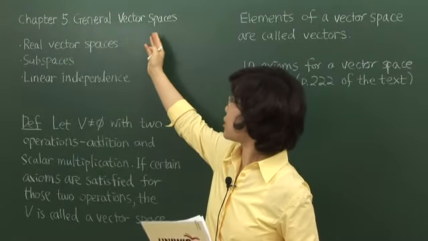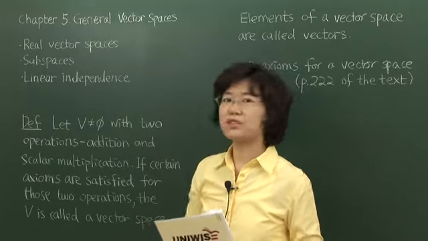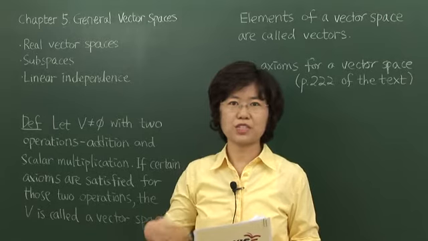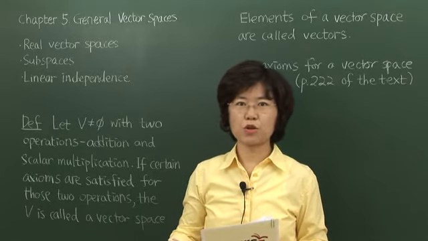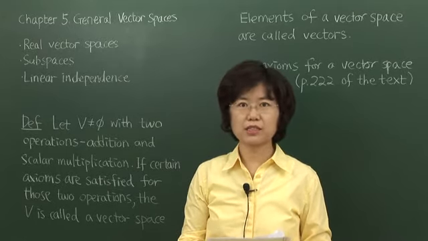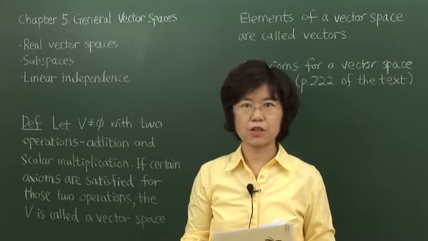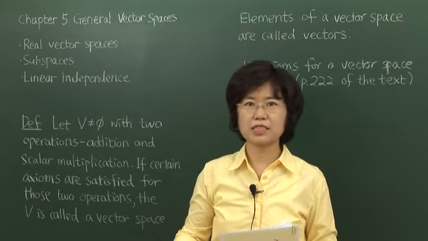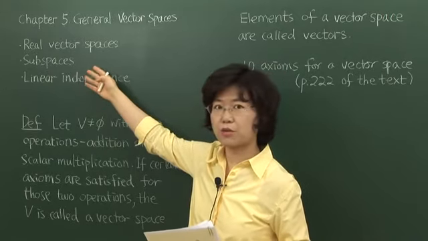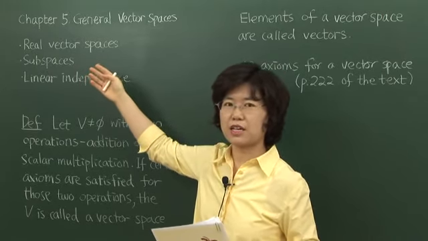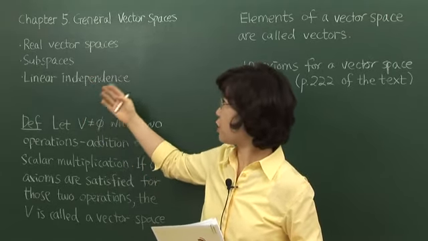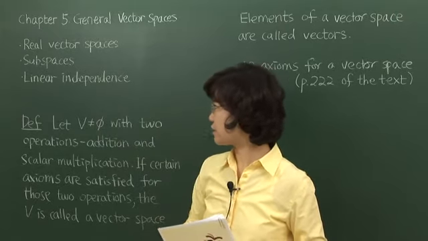In this chapter, General Vector Spaces, we will define real vector spaces in its most general setting. In chapter 4, we defined Euclidean n spaces by adding more coordinate axes on 2 or 3 spaces. Here, we extract the most important properties of those Euclidean n spaces and turn them into axioms. And we will also define subspaces, which is a vector space in itself, which is included in another vector space. We also introduce the concept of linear independence.